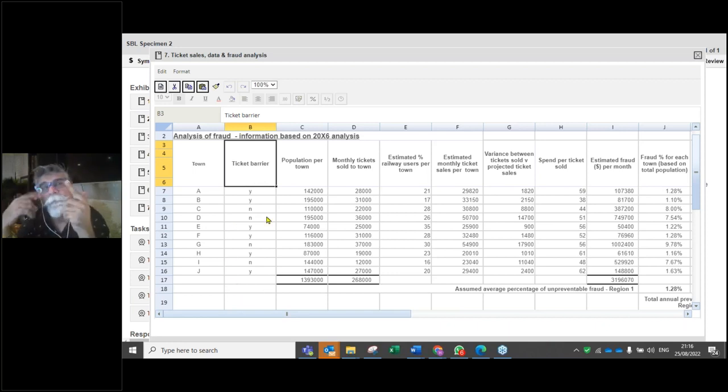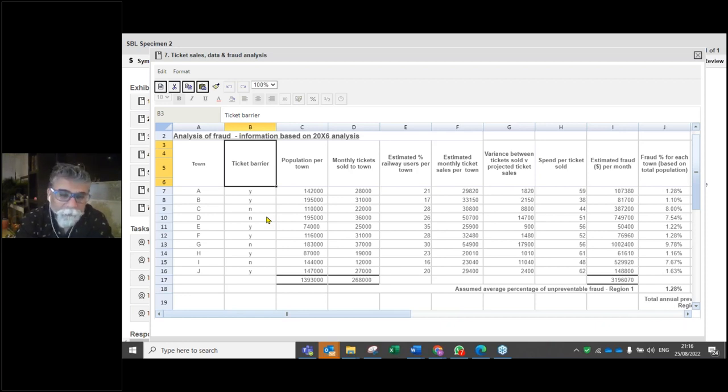So I remember reading from the scenario that 40% of the stations do not have ticket barriers. So I'm curious, how many no's are there? Now my CFO mind has started. 1, 2, 3, 4 out of 10. So it does show in this data that this region has 10 towns, out of which 6 have barriers and 4 don't. So, all right, good. Now, I don't have any questions here.